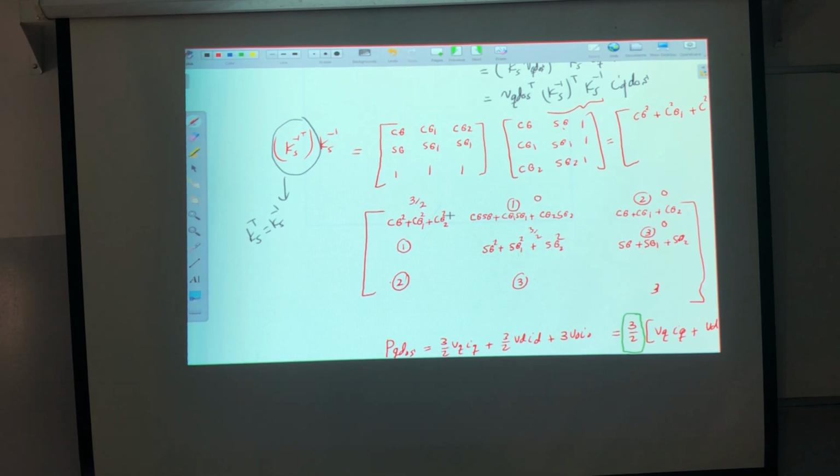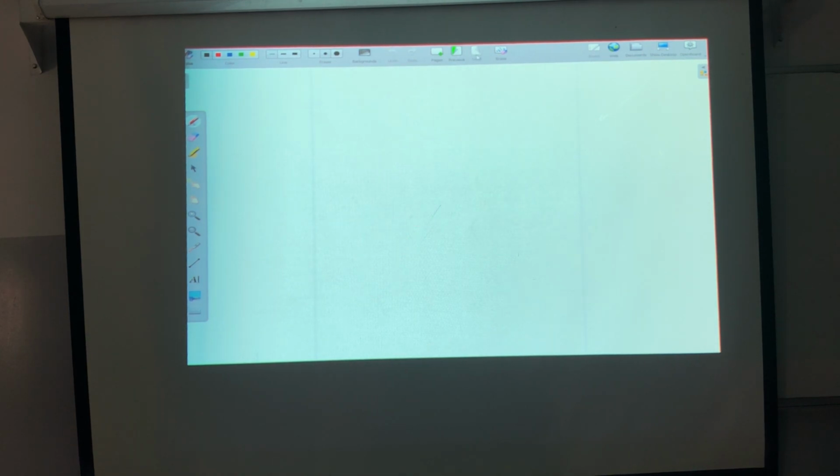So now, after knowing the transformation, let's implement it. Let's try to do the transformation for the stationary circuit in the ABC reference frame. So I will do the stationary circuit transformed to the QD reference frame.